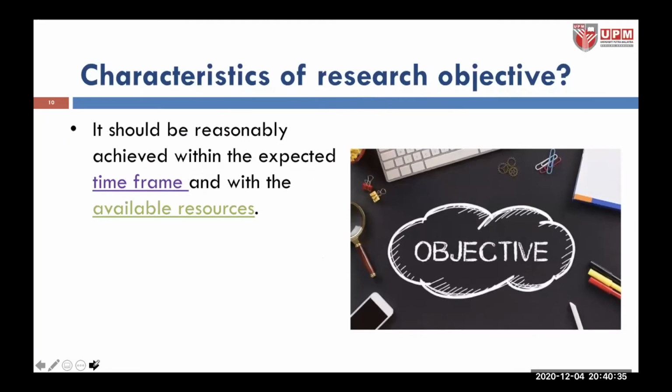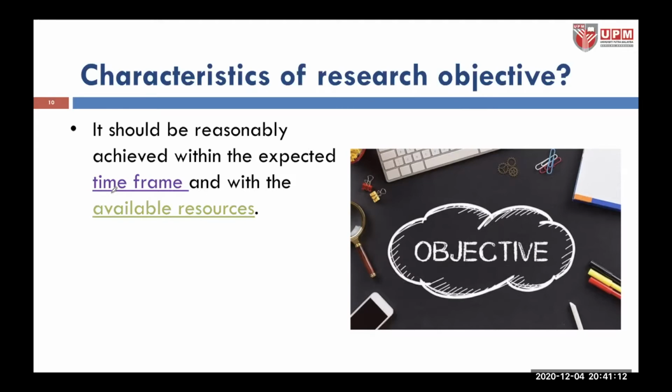Okay, let us continue. The characteristic of a research objective also is that it should be reasonably achieved within the expected time frame. Meaning that if you are doing a 2-semester dissertation, the research objective must be achievable within the 12 months. It cannot be, my master duration is only 2 years, but I can only achieve this after 5 years. So that is not a good research objective.